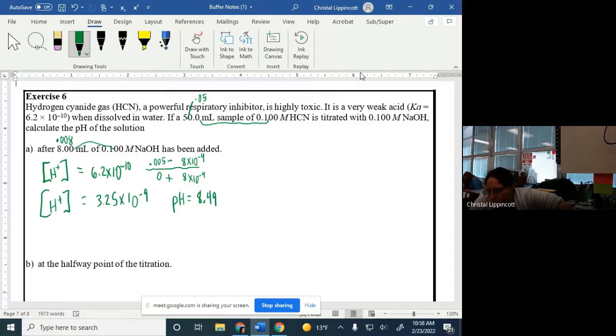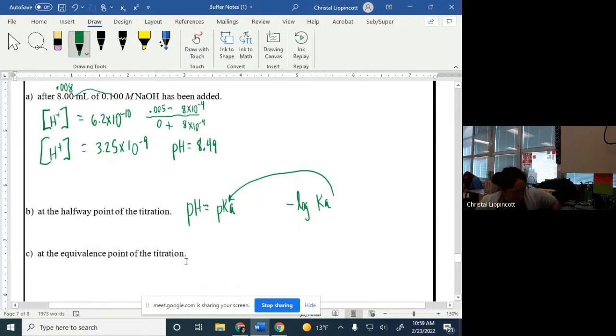Good? Yes. All right. Now, the next one should be very easy for you to do, because at the halfway point of the titration, the pH equals what? pKa. So if I know my Ka, all I have to do is take the negative log of the Ka, and that gives me my pKa, which then will equal my pH. Do you see why we didn't bother to give you much room there? Yeah. Okay. So that is going to equal 9.21.